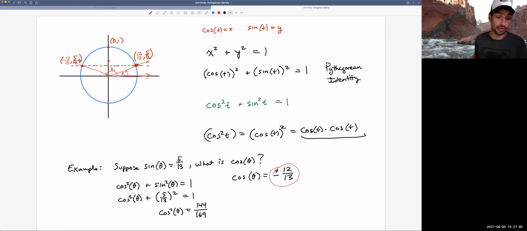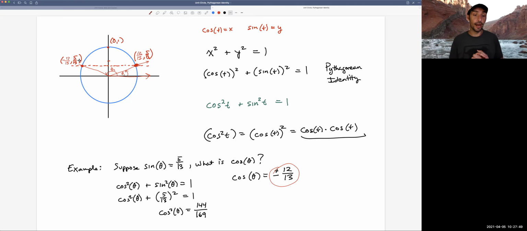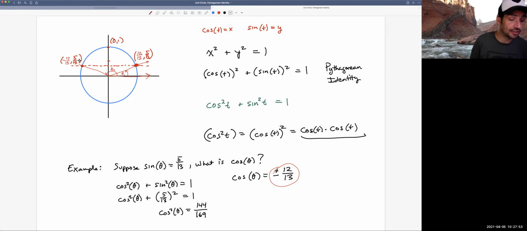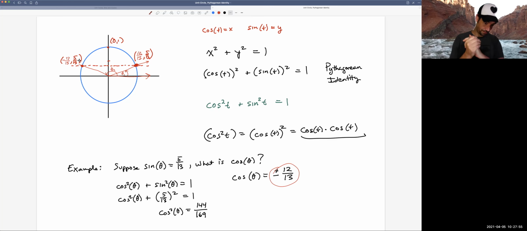There are two possibilities. So if I wanted to re-ask this question in a way that did have a single answer, I would have to say something like, suppose sine of theta is 5/13 and theta is in quadrant 2. What is the cosine of theta? And now we know that it has to be the negative value because quadrant 2 is this quadrant over here, right? 1, 2, 3, and 4.